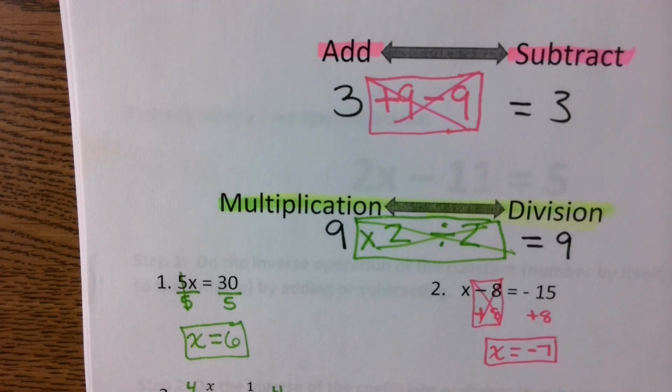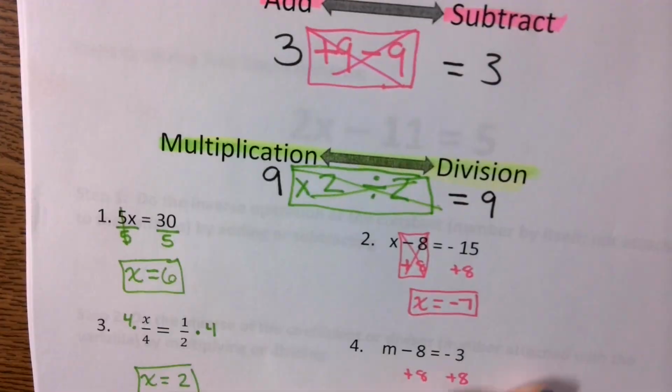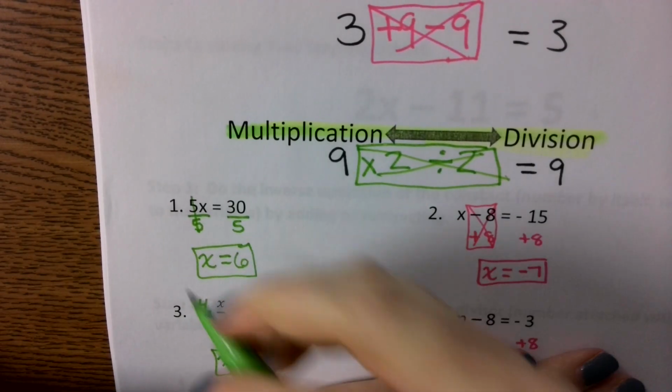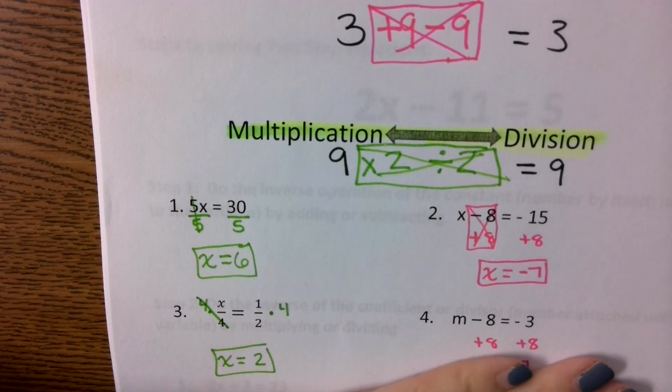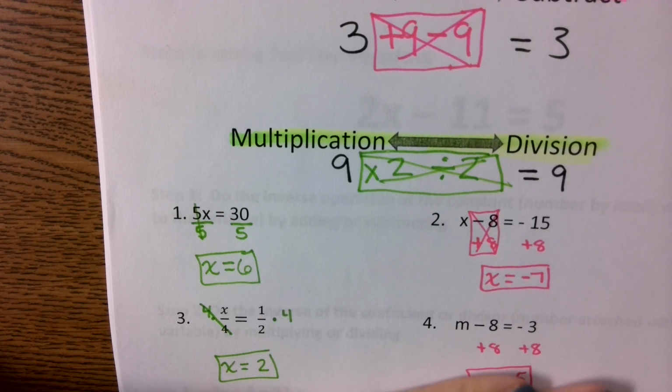Inverse operation for problem number 3. Jean-Luc. Multiplication. So instead of dividing x by 4, we're going to multiply it by 4. So if I multiply by 4 and then divide by 4, I'm just going to wind up getting a coefficient of a 1, so I can go ahead and cross them off. I now have x isolated, and then a half times 4 is going to come out to 2.